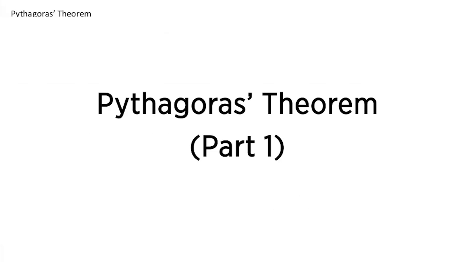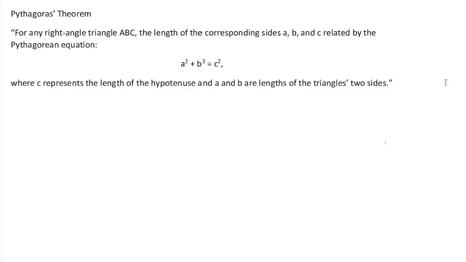In this video, we are going to show Pythagoras' theorem. Pythagoras' theorem says that for any right-angled triangle ABC, the lengths of the corresponding sides a, b, and c are related by the Pythagorean equation a squared plus b squared is equal to c squared, where c represents the length of the hypotenuse and a and b are the lengths of the triangle's two sides.